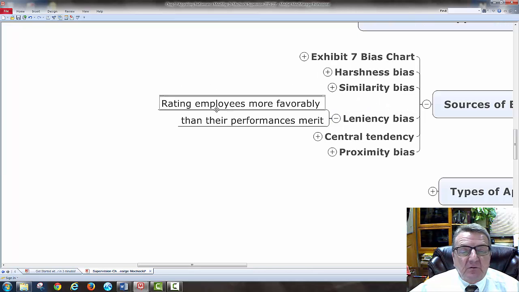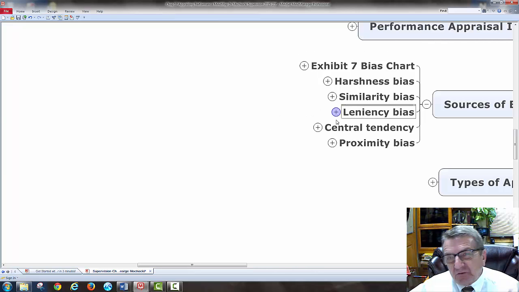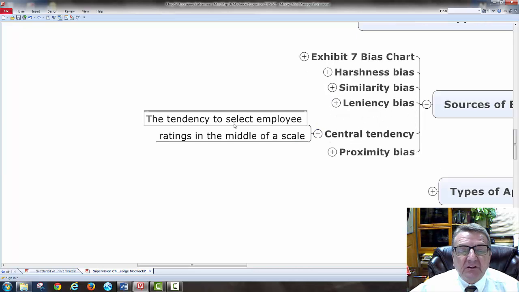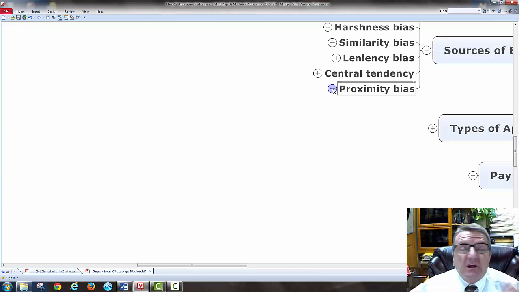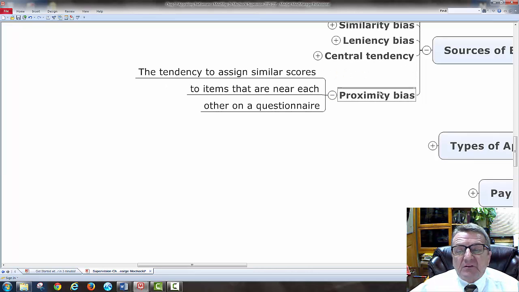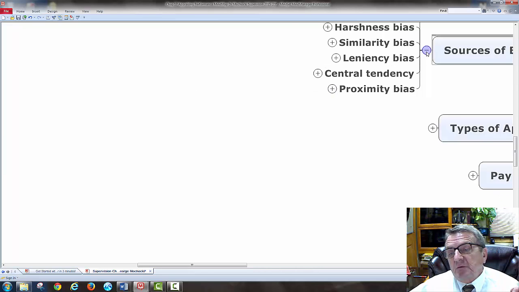Leniency bias, rating employees more favorably than the performance merits. I feel sorry for the person, or whatever reason. Central bias, tendency to select employees' ratings in the middle of the scale to be on the safe side. Everyone gets a B or C. Proximity bias is tendency to assign similar scores to items that are near each other on the questionnaire. Okay, just to remember some of your biases.